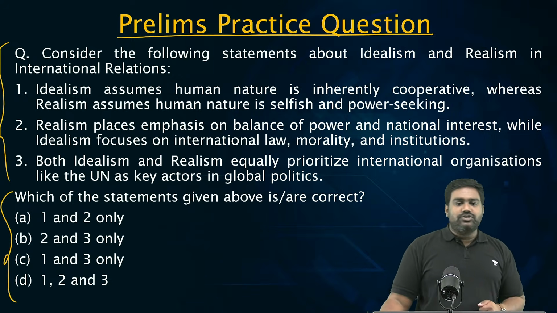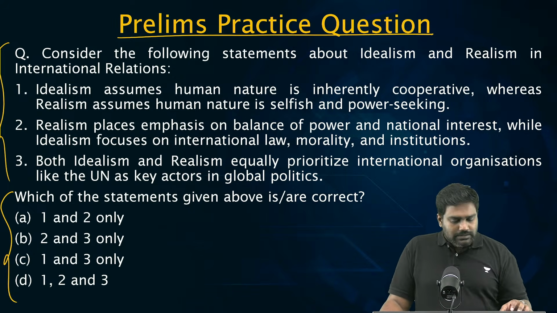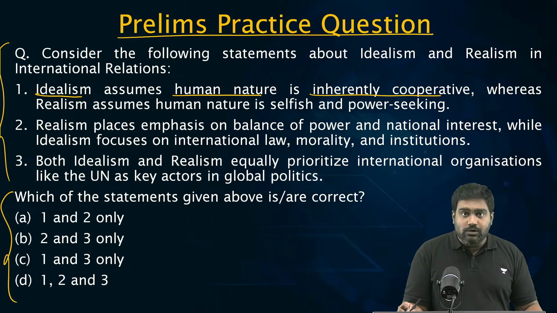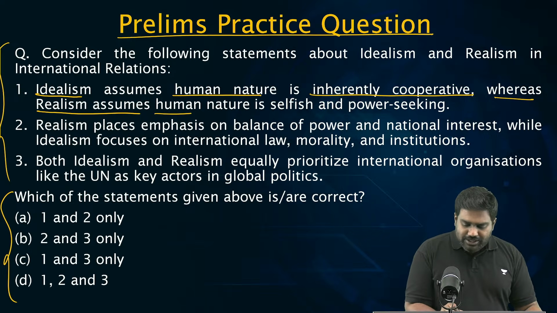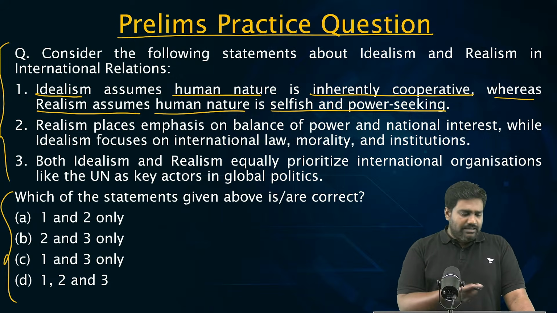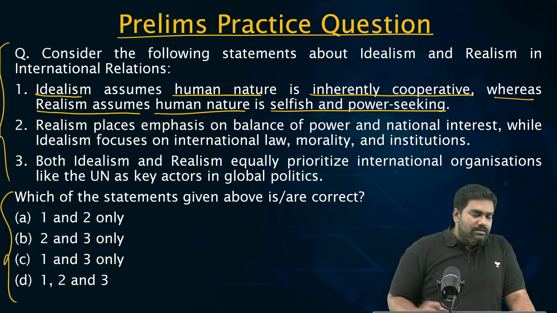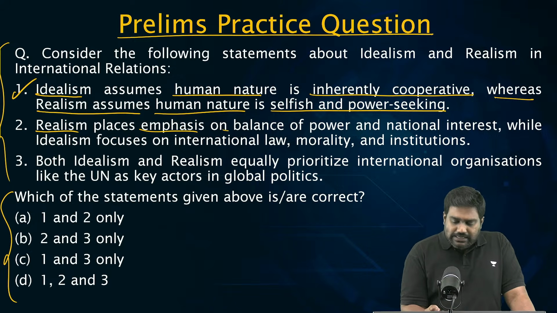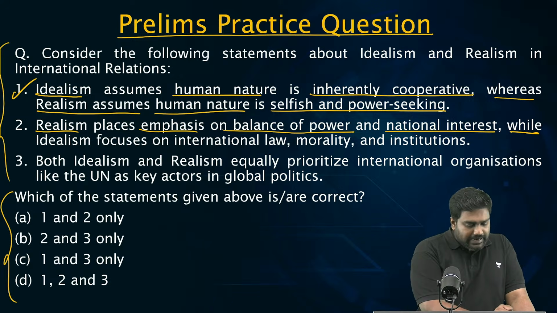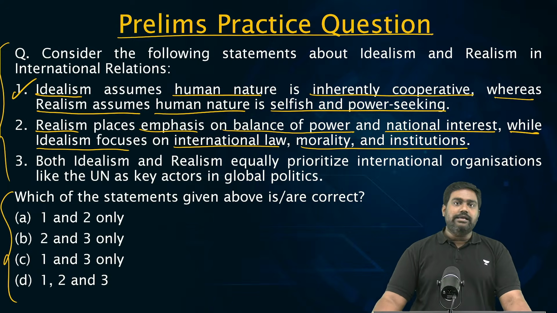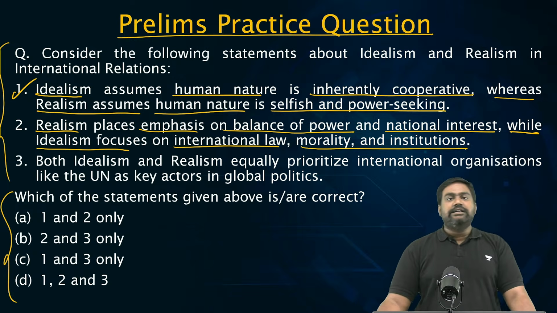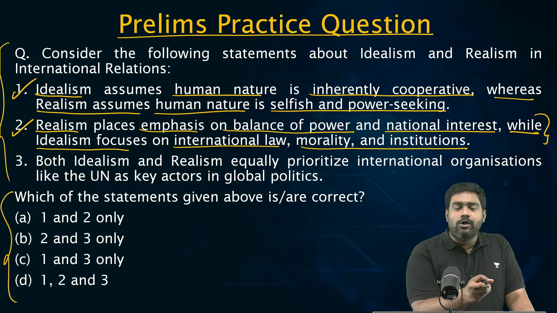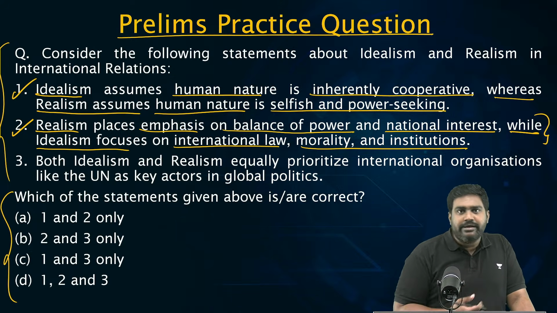Now take up this practice question. Read the question carefully. Consider the following statements. Idealism assumes human nature is inherently cooperative, whereas realism assumes human nature is selfish and power seeking. I'll give you the answer because we just discussed this. Statement one is absolutely right. Next, realism places emphasis on balance of power and national interest, while idealism focuses on international law, morality, and institutions. Again, a correct statement. I just explained. In idealism, there is preference given for international law, global institutions, morality, which you don't see in realism.